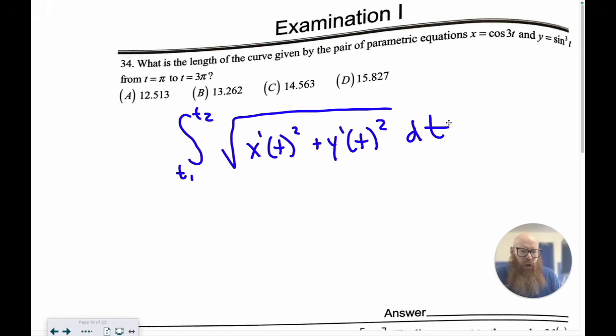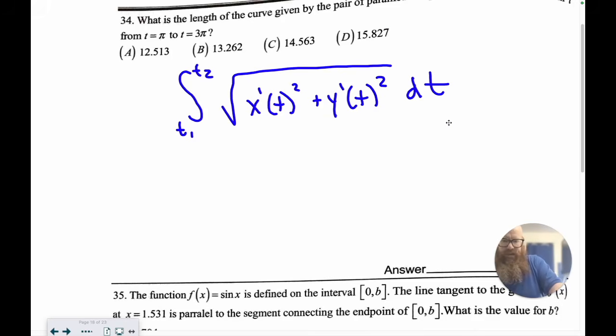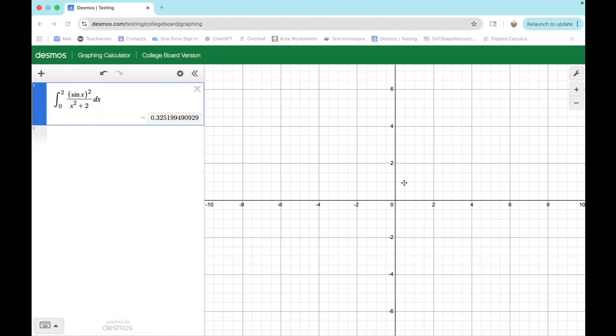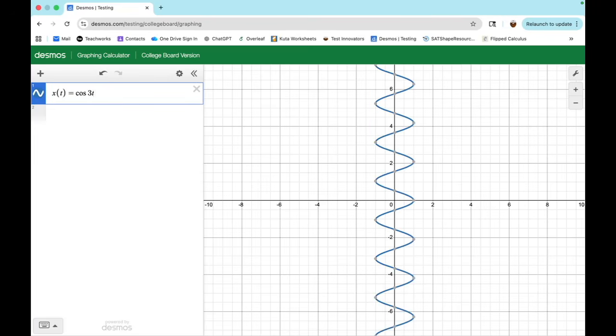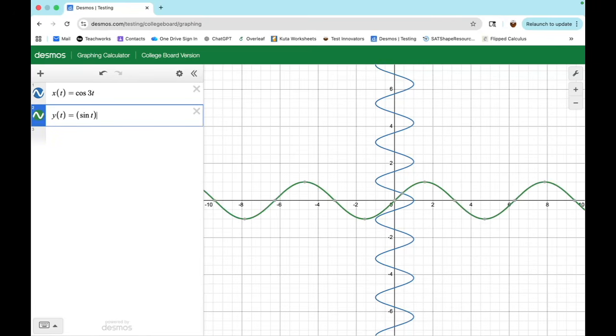So I think what I'm going to do is try to let Desmos do as much of this as possible. So rather than finding x prime and y prime, let me see. I'm going to show you how you can do this. So we're going to hop back over to Desmos, and we're going to define x of t as cosine of 3t. And we're going to define y of t as sine of t cubed.